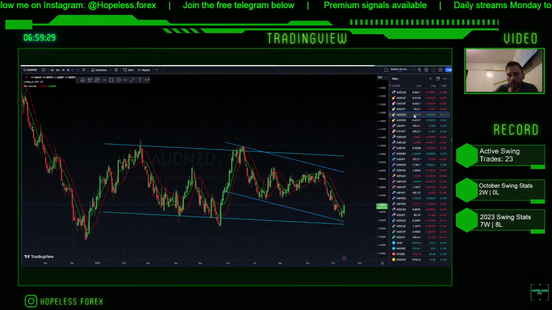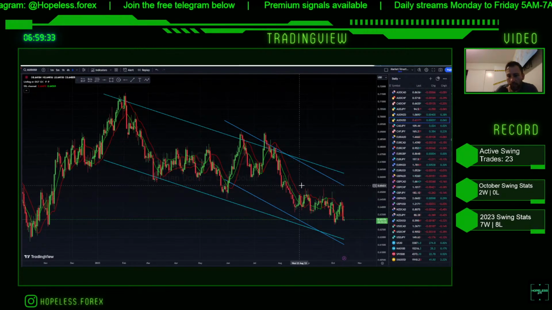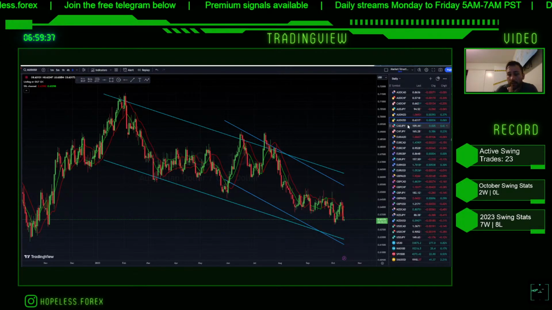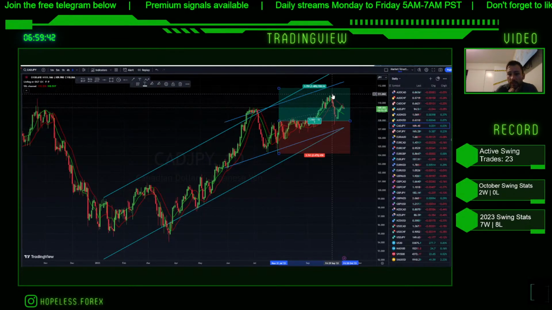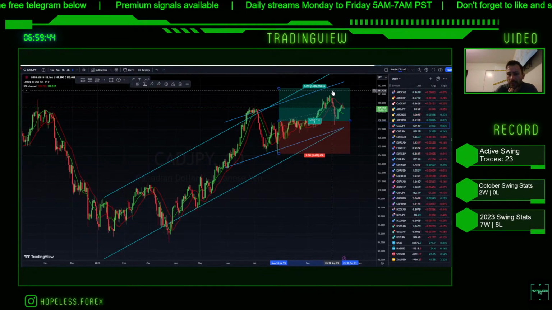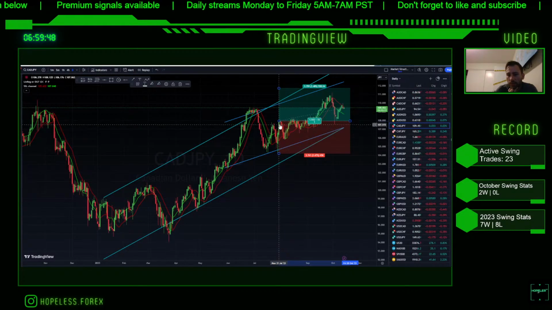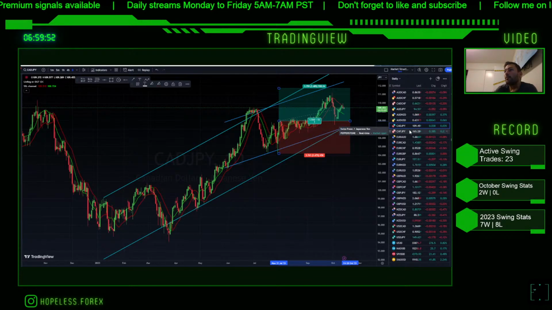AUDNZD, no trades, not in the last little while. AUDUSD, no trades, not in the last little while. Price has not touched either of the linear regression lines. CADJPY, this is a trade we are also currently in. Price came pretty close to hitting profit, but it hadn't quite yet. So we are still in this trade as well. This trade is from August 1st, so it's been over 2 months.